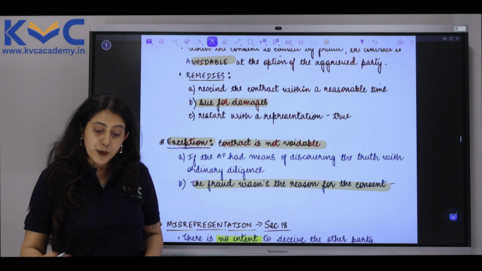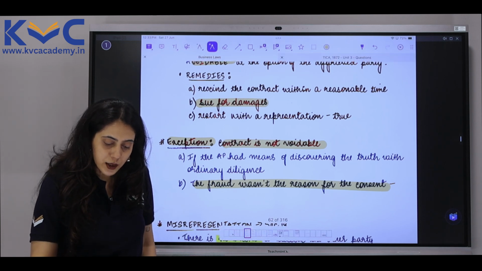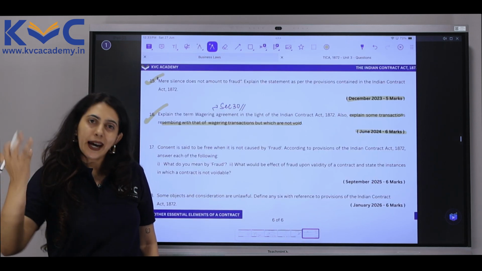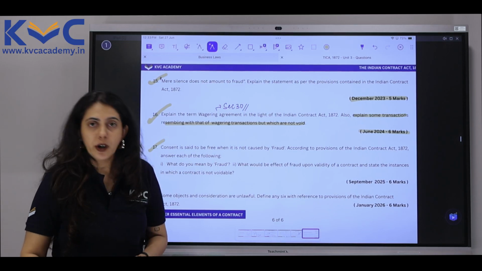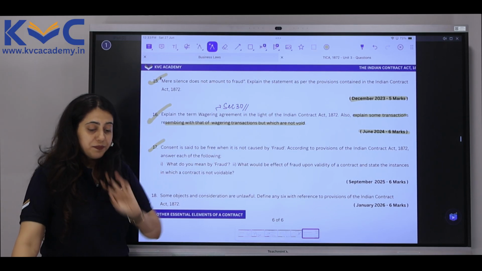So these are the two exceptions where the contract is not voidable. See, again, I could have just shown you that. I got carried away and started explaining this topic. Anyway, when it comes to fraud, somehow it becomes a little personal.